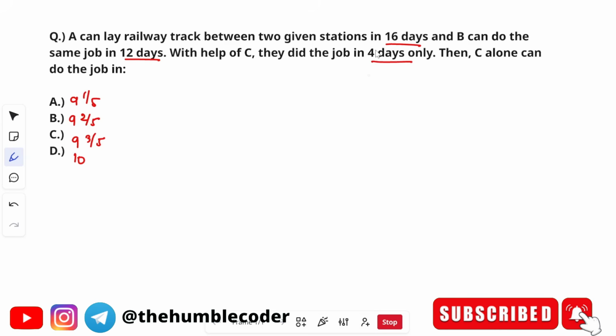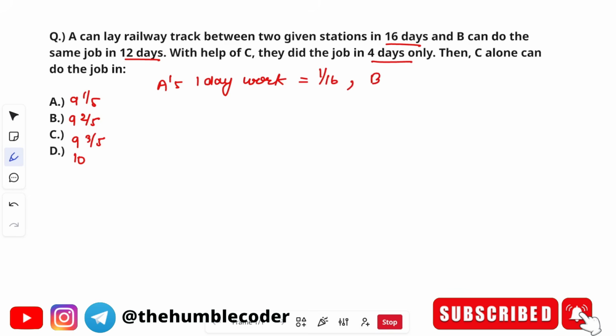If they worked it together, they can all do it in only 4 days. So let's understand. A's 1 day work is how much? A can do the work in 16 days, so A's 1 day work is 1 by 16. First of all, we have understood that.